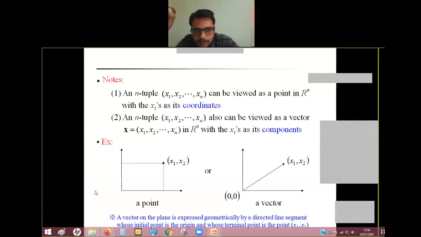So in this case, to represent a point, how many components will you require? Please tell me. Please put it in the chat box. How many components will you require to represent a point? Can you tell me, please?